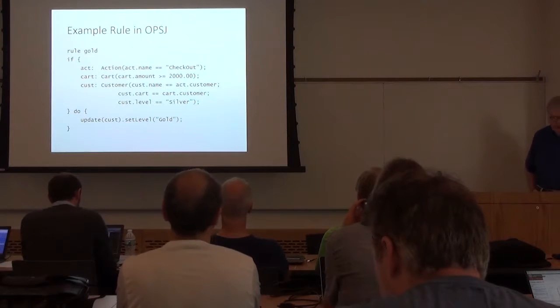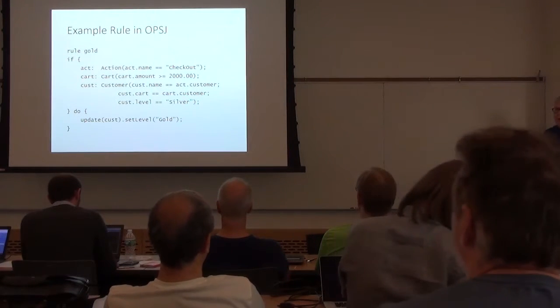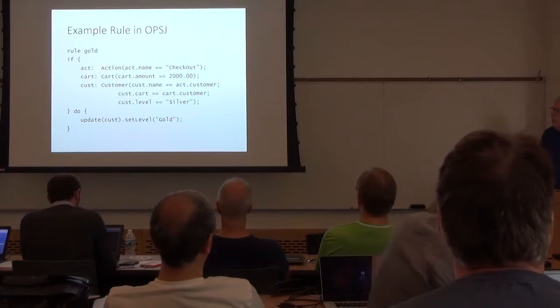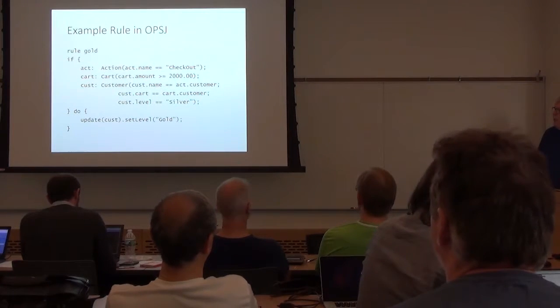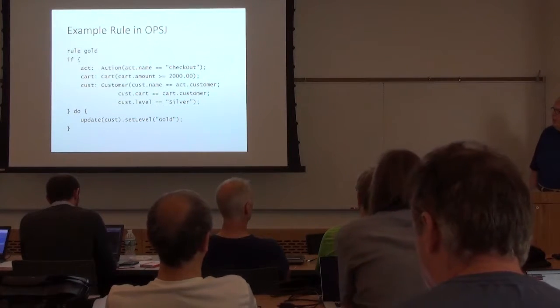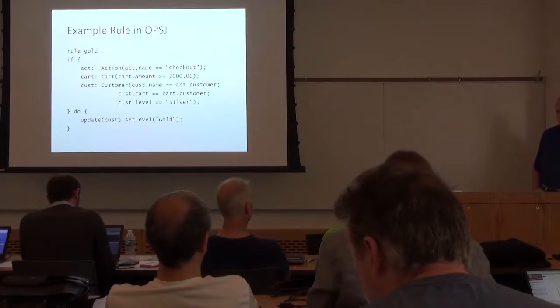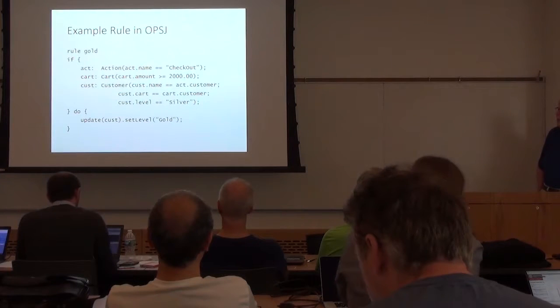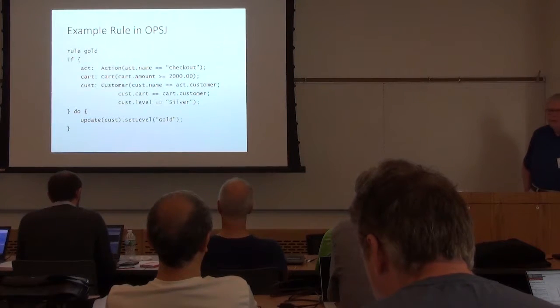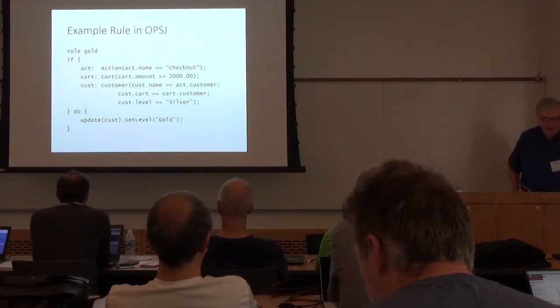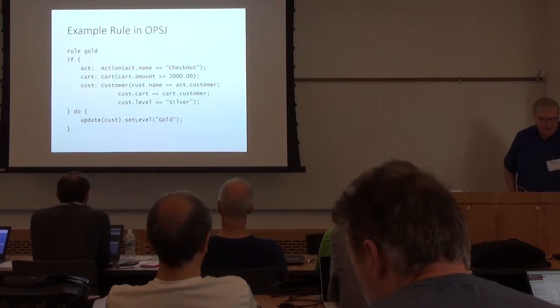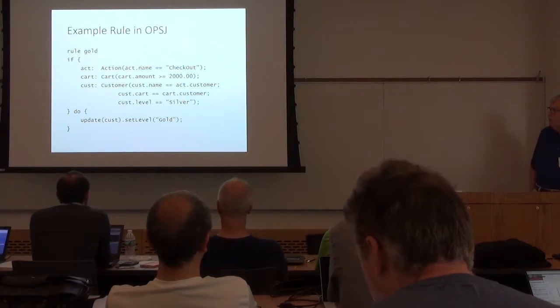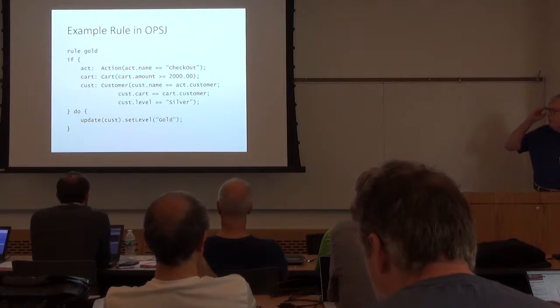And there are various ways to determine the control flow in the system. I'm going to use the most basic one, just actually put it in the rule itself. So the checkout action, that's the first condition. The second condition will be satisfied by a cart that's got more than $3,000 of orders in it. And the third will be satisfied if there's a customer who owns the cart, has customer level silver, and is in fact the customer who's checking out.